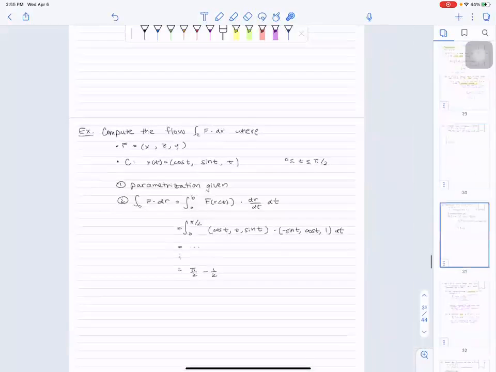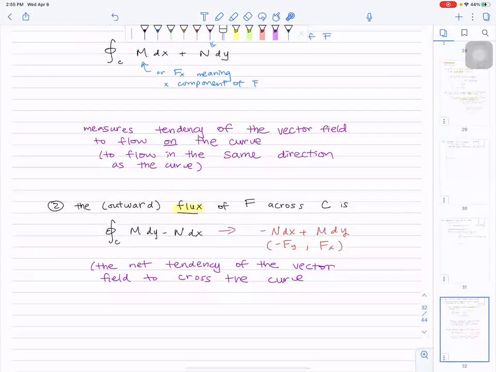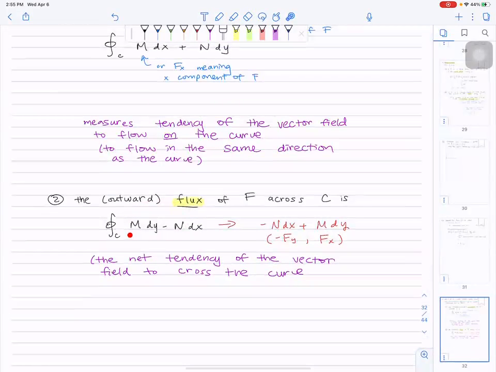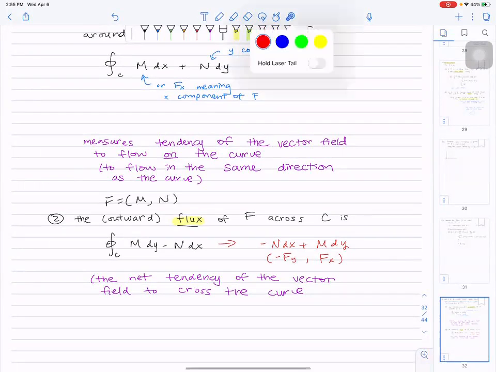Okay, and the definition for flux, as we saw in that practice problem, is M dy minus N dx, for your function, which is always going to be written as M, N. So the components switch and then you negate one of them. Don't forget the negative sign.